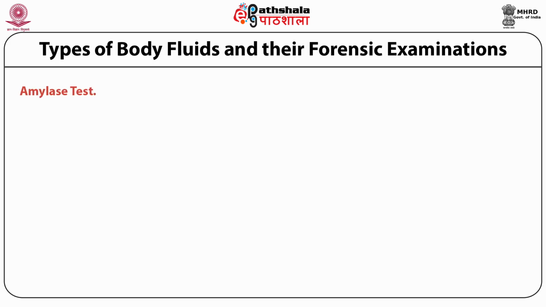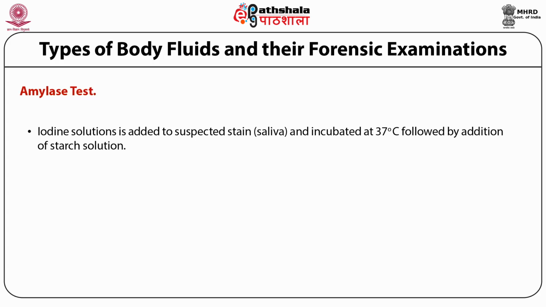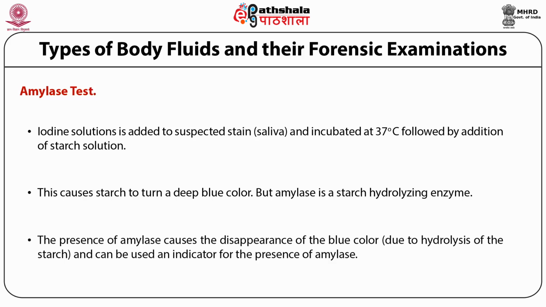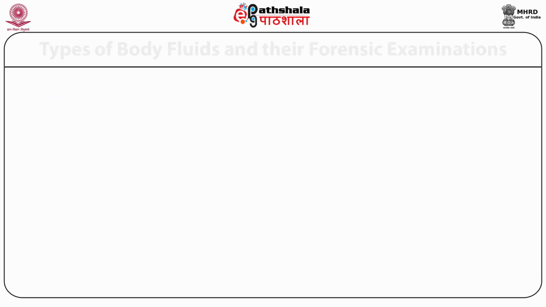Second is the amylase test. Iodine solution is added to the suspected stain, that is saliva, and is incubated at 37 degrees, followed by addition of starch solution. This causes starch to turn a deep blue color, but amylase is a starch hydrolyzing enzyme. The presence of amylase causes the disappearance of the blue color due to hydrolysis of the starch and can be used as an indicator for the presence of amylase.